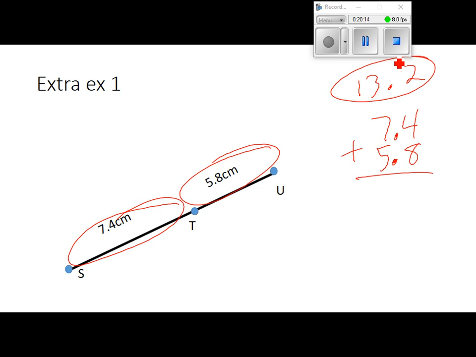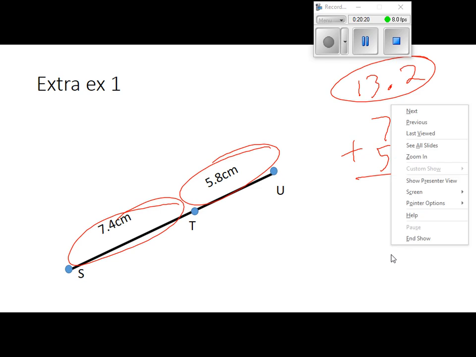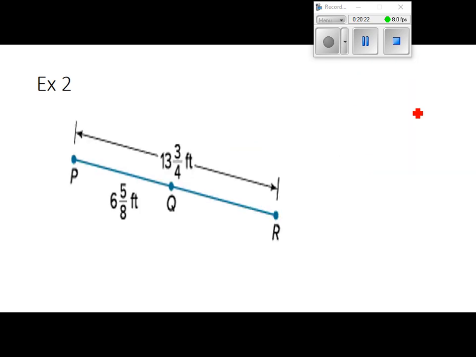Everybody understand that? Those are pretty easy, right? A whole bunch of the first part of the assignment is real simple like that. Next one, example 2. A little tougher. Go down and click on example 2. Example 2 is a little harder.